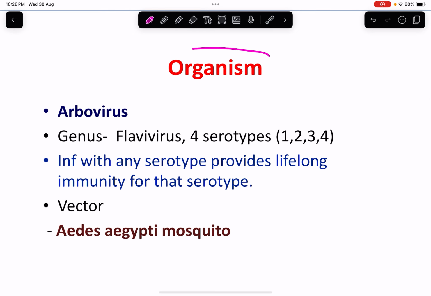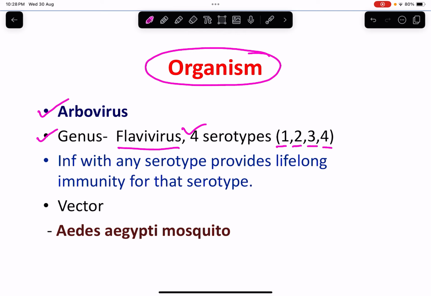What is the organism which causes dengue? It is arbovirus. It belongs to the arbovirus family and the genus is flavivirus. Dengue virus has 4 serotypes: 1, 2, 3 and 4. Infection with any particular serotype will provide lifelong immunity to that particular serotype. That means if somebody is infected with serotype 1, then that patient will develop antibodies to serotype 1. But mind it, it will not prevent infection by other serotypes.